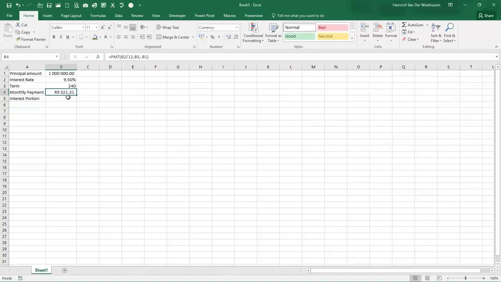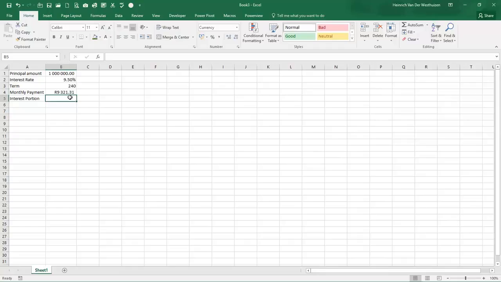And over here I can see on a bond of $1 million, or a mortgage of $1 million, 9.5% over 20 years, which is 240 months, I'll be paying an amount of $9,321. Now, what portion of that payment would be interest? Now, remember, with this particular function, you don't look at the total interest.